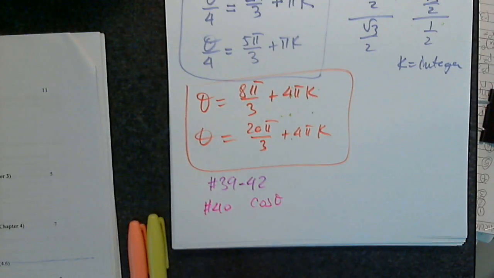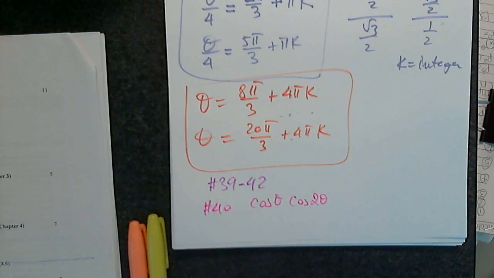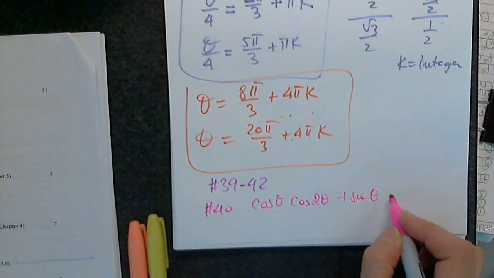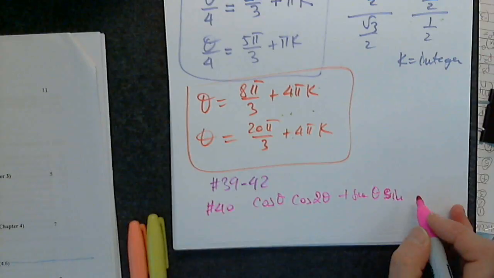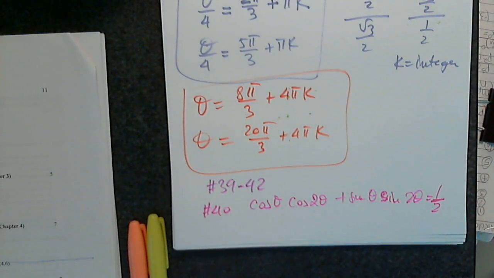Cosine theta cosine 2 theta plus sine theta sine 2 theta equals 1/2. We're asked to use formulas, identities, and then find all solutions in the interval 0 to 2 pi. They don't want us to go around the unit circle and find all of them. They only want all the solutions in one complete rotation, in 0 to 2 pi.